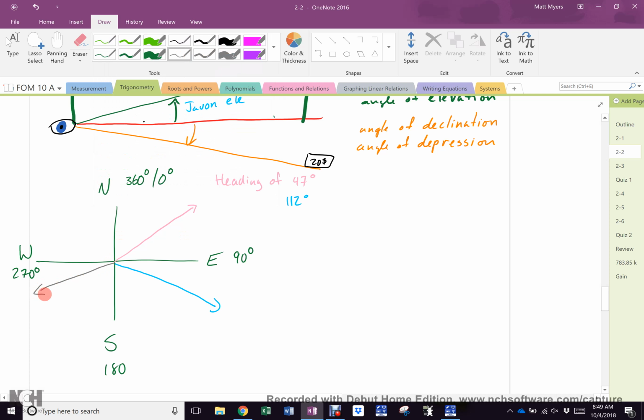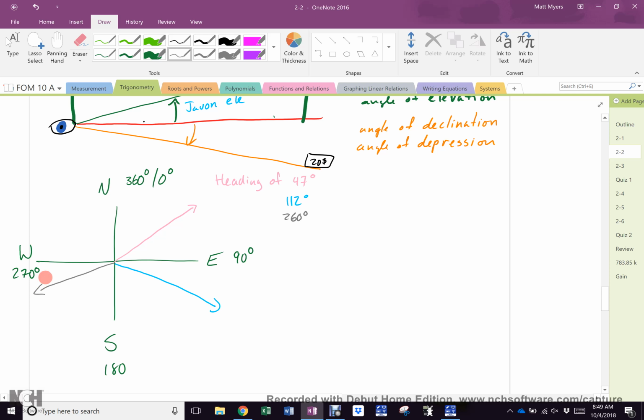What is that heading? 270. Okay, 260 is cool. The reason I'm happy with 260 is because you recognize straight west would be 270, so it's got to be a little less. Everyone can do this, yes?